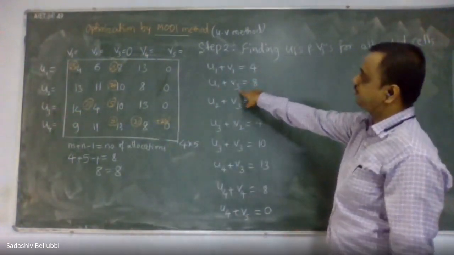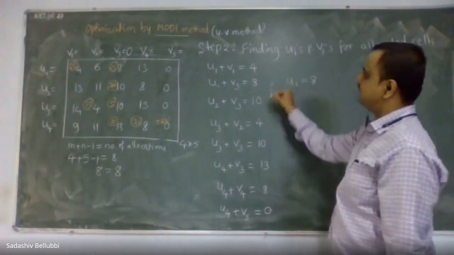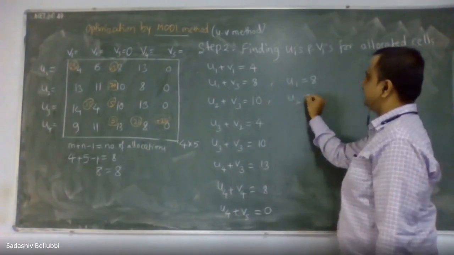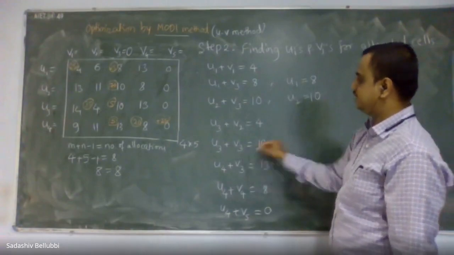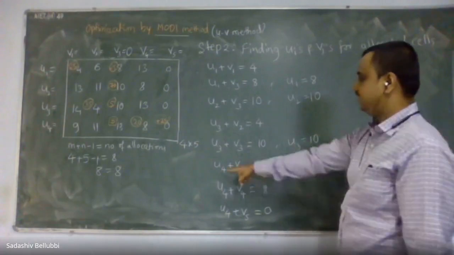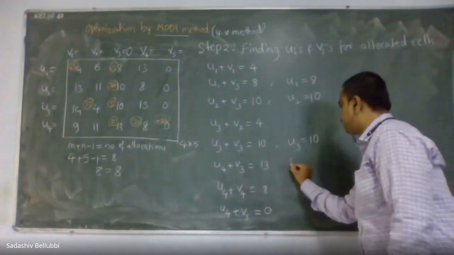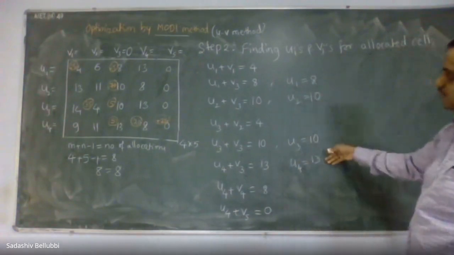If v3 is 0, then u1 is 8. Here v3 is 0, so u2 is 10. Here v3 is 0, then u3 equals 10. And one more, u4 equals 13. Now we need to fill these values.